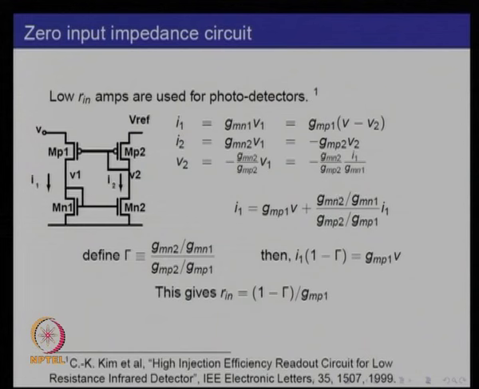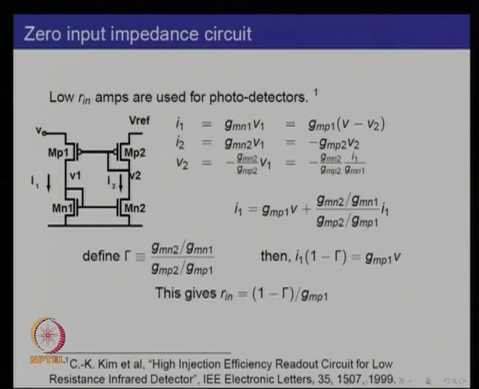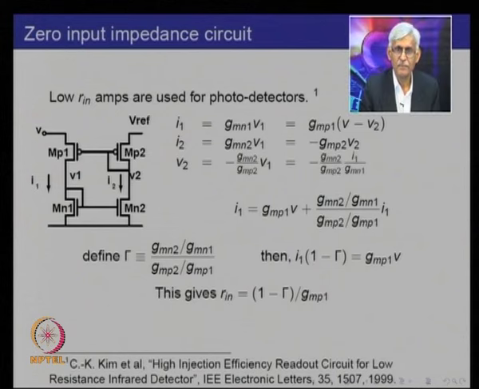The main problem is how do we get a very low input termination resistance? There are many ideas for this. The simplest of these would be to actually put a passive resistor at the end of the line. However, there are some smart solutions which have been proposed, and this is one of them. This is taken from a paper by Chung Ki Kim and other authors, and it was originally designed not for interconnects but for readout circuits for low resistance infrared detectors. This paper originally appeared in 1999. The reference is given here.